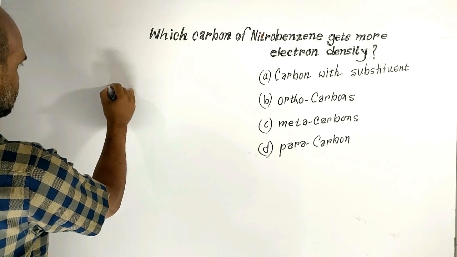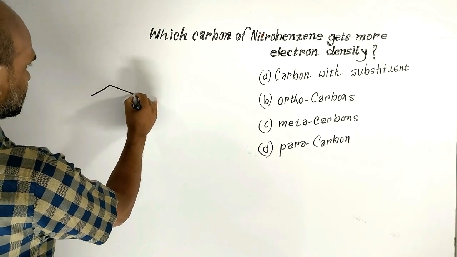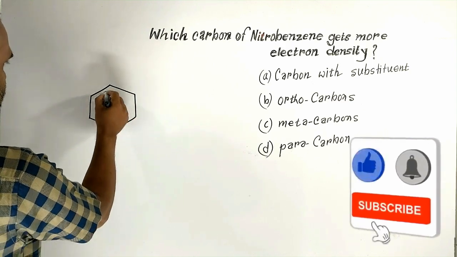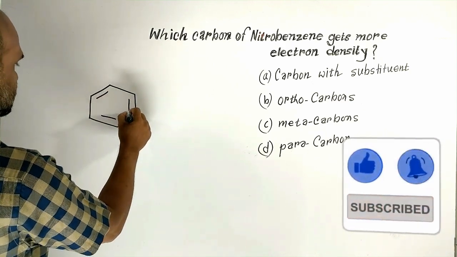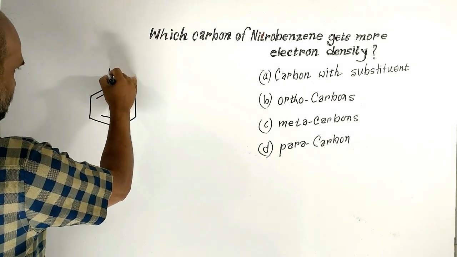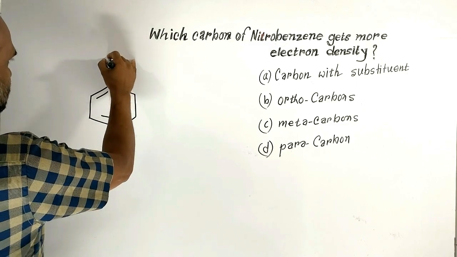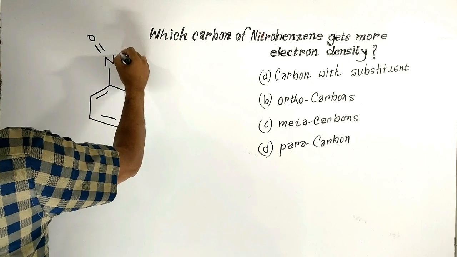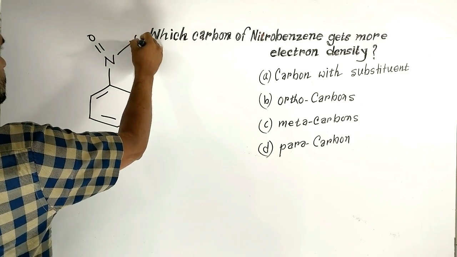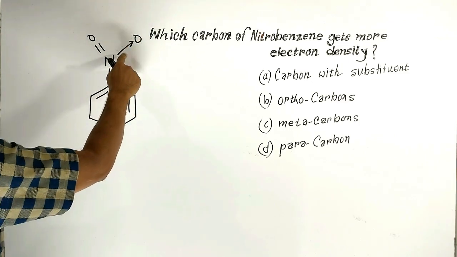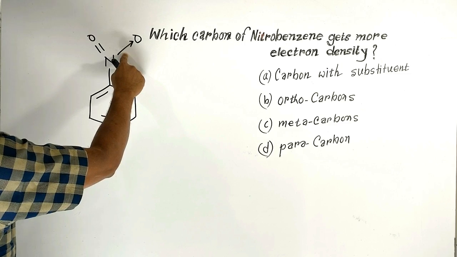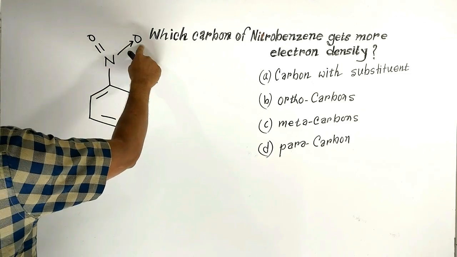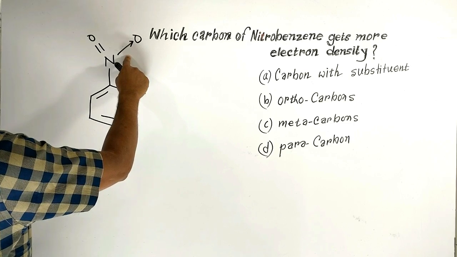Let us write the structure formula of nitrobenzene. This is benzene, and at this carbon, nitro group. This is nitrobenzene. Here this bond is a coordinate covalent bond. The nitrogen oxygen bond is a coordinate covalent bond.